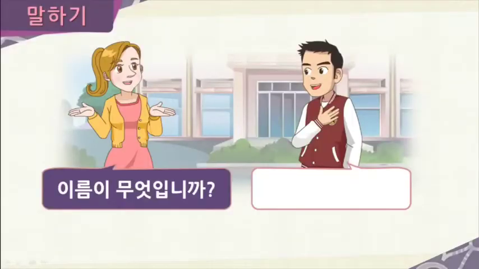In the first picture here, this person is asking 준수 a question. She asks him, 이름이 무엇입니까? Or, what is your name? How would 준수 respond? Correct. 준수 would respond by saying, 이준수입니다. Or, my name is 준수.